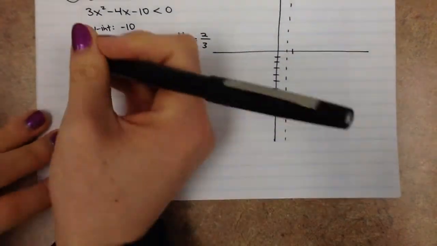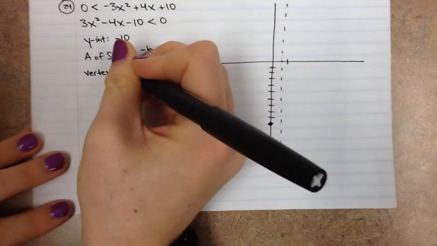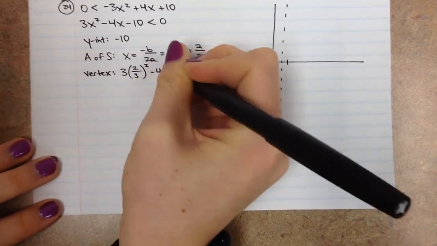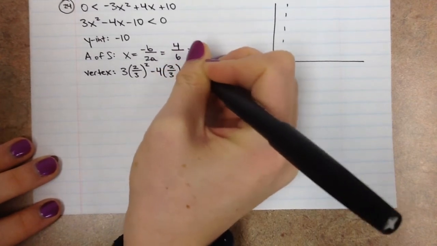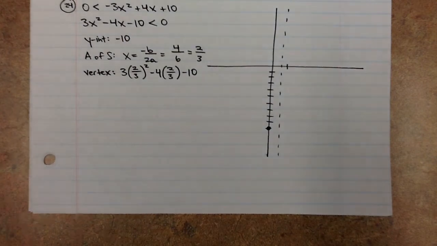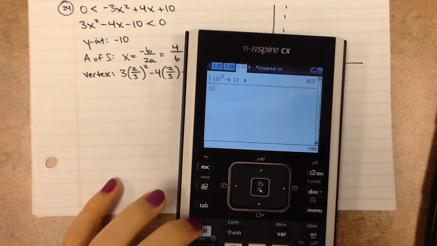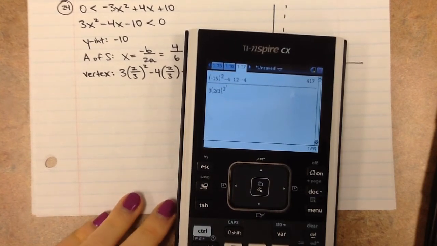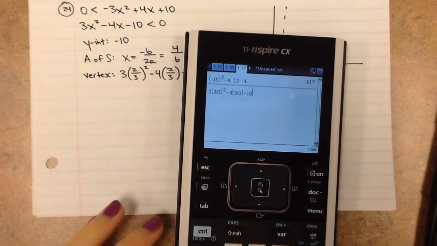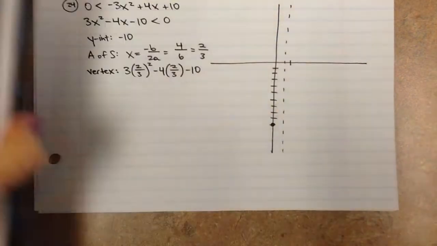Okay, next what we need to do is find the vertex. We are going to plug that 2/3 into the original equation. So 3 times 2/3 squared minus 4 times 2/3 minus 10. So we're plugging it into this right here. When you're dealing with fractions, just plug it right into the calculator. There's no point in making this painful. So 3 times 2/3 squared minus 4 times 2/3 and minus 10. Okay, so it's about negative 11 1/3.